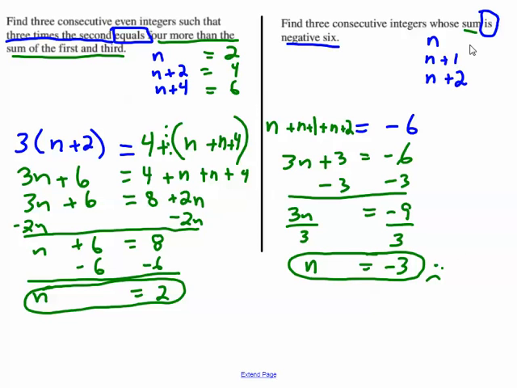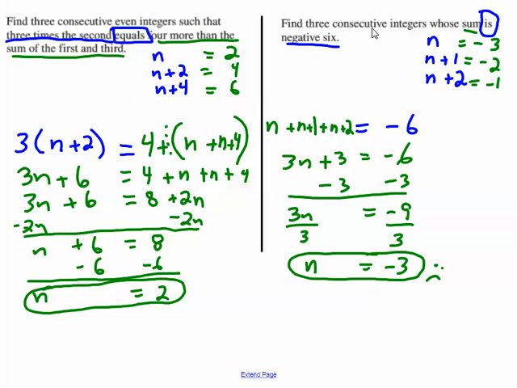We got to go back up here and say if n equals -3, consecutive integers means that n plus 1 is -3 plus 1. Don't go the other way. Don't go to -3, -4, -5, because those are not the three numbers that we're looking for. -3 plus 1 is -2. -3 plus 2, -1. These are the three consecutive integers we're looking for.